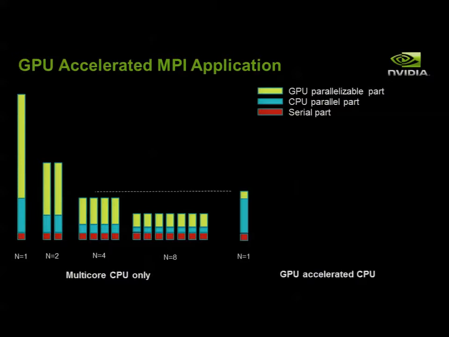Now, when you go to GPUs, the yellow part, the GPU parallelizable part, will shrink tremendously, right? Because it has been accelerated with the GPU, and that's a part of the application that can be accelerated with a GPU. The CPU parallel part, the part that you haven't moved to GPUs yet, will remain exactly the same, because you're still using just a single MPI rank.